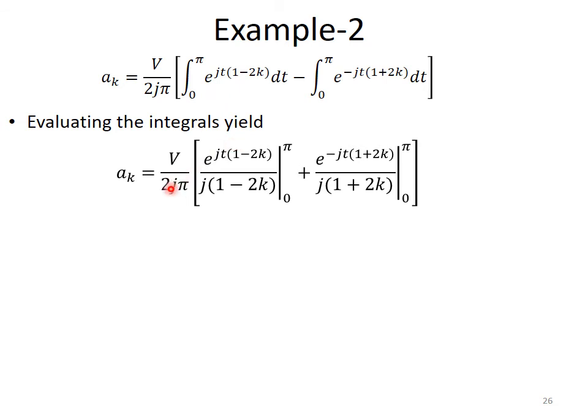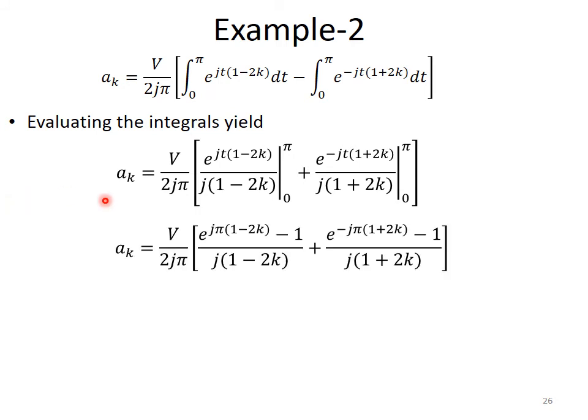Now we can solve it further by evaluating the integral, and after evaluating integral we'll get this. The integral of this function came out to be this, e power jt into (1 minus 2k), divided by j(1 minus 2k), and similarly the integral of this came out to be this one. Now we can evaluate the limit of the integral. So putting the upper limit first and then minus lower limit divided by the constant, plus again substituting the upper limit minus lower limit.